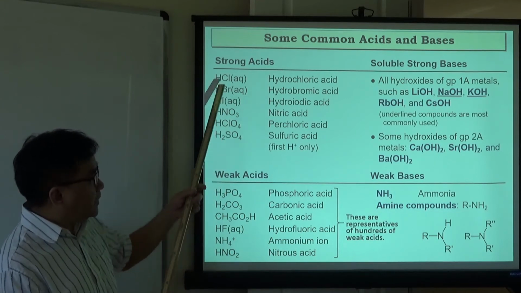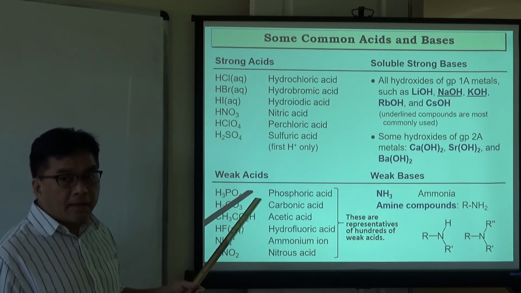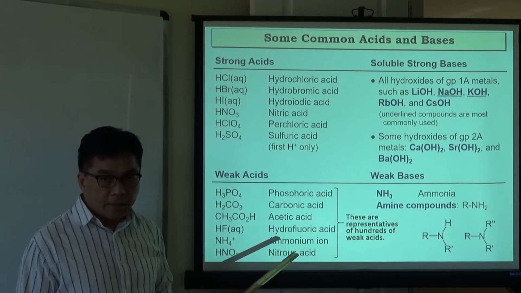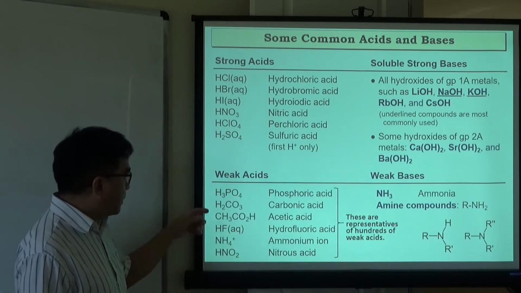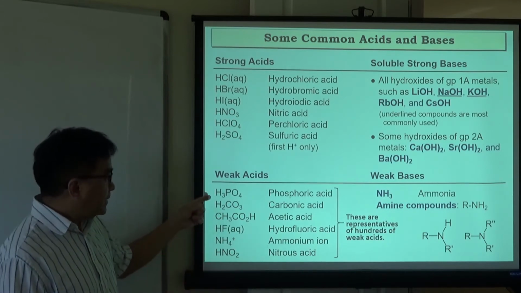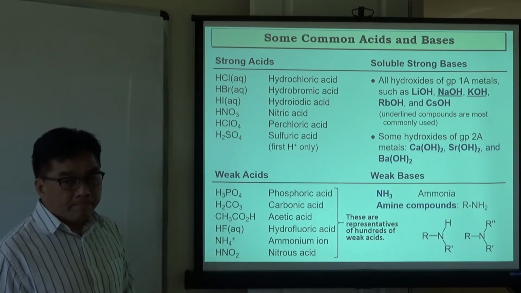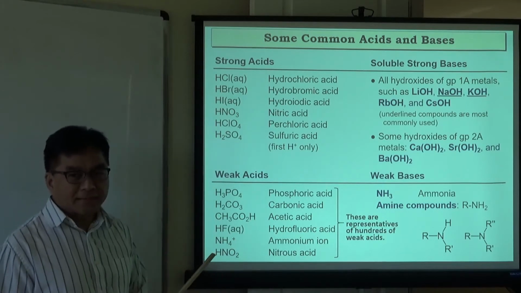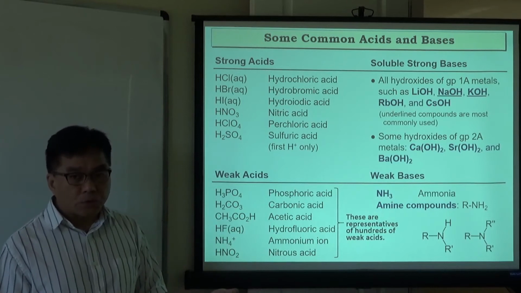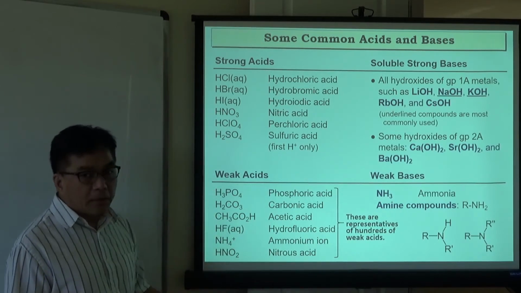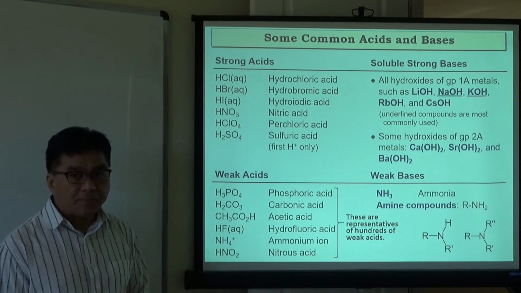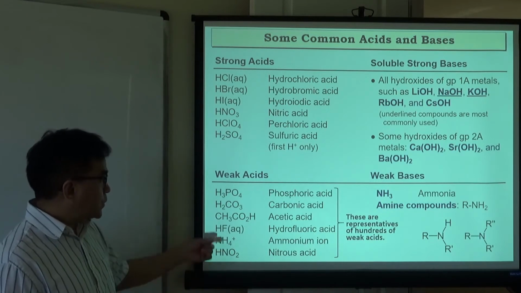So if you know the list of the 6 strong acids, any other acid that doesn't belong on the list of 6 strong acids is going to be considered a weak acid. Okay, so for example, phosphoric acid, carbonic acid, acetic acid, hydrofluoric acid, etc. These are all considered weak acids. How come? Because they're not on the list of 6 strong acids. But anyway, the 6 strong acids dissociate 100% in solution, whereas the weak acids or weak electrolytes only dissociate partially, maybe up to about 5% or so in solution.